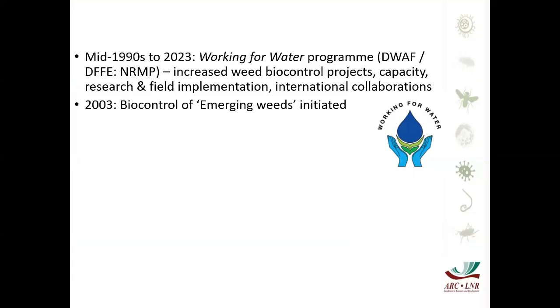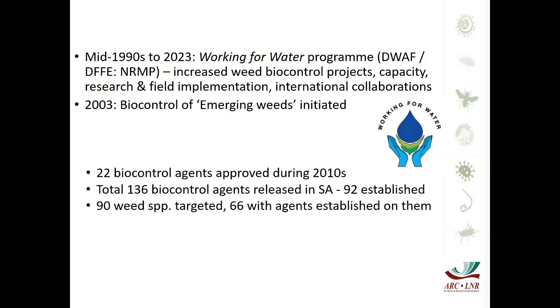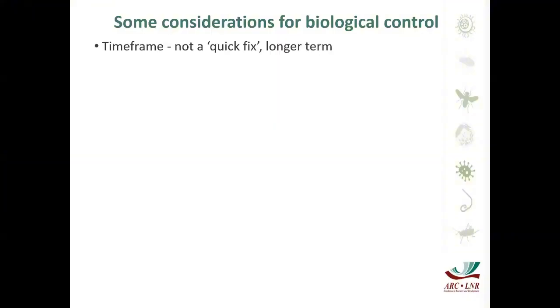In South Africa, we were very fortunate that we then had a substantial amount of support from the Environmental Affairs branch of the Working for Water program, and that really increased the capacity for work on weed biological control. And many biocontrol agents then started to be released. To date, we have released 136 biocontrol agents in South Africa. 92 of them established. 90 weed species have been targeted, and 66 have agents established on them. So we have a good long history.